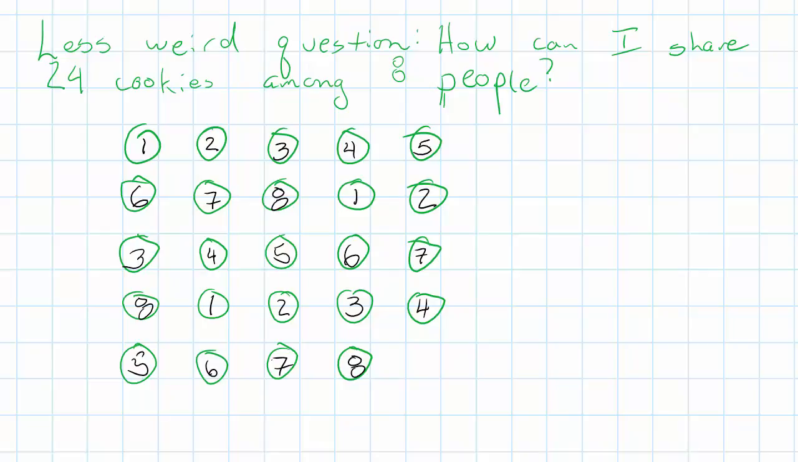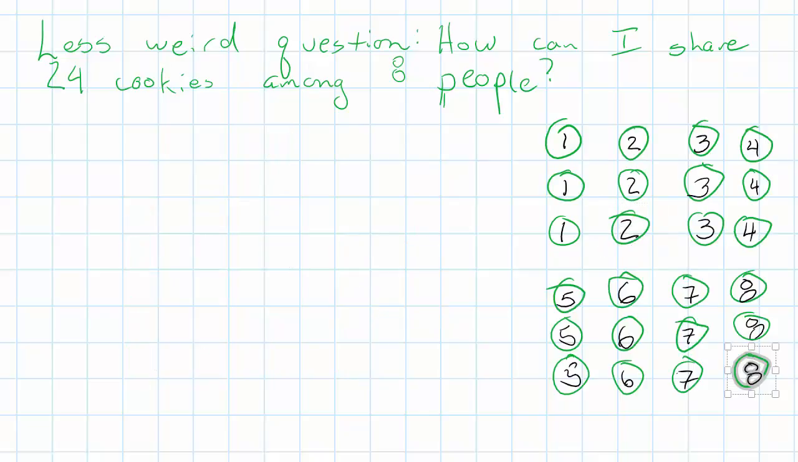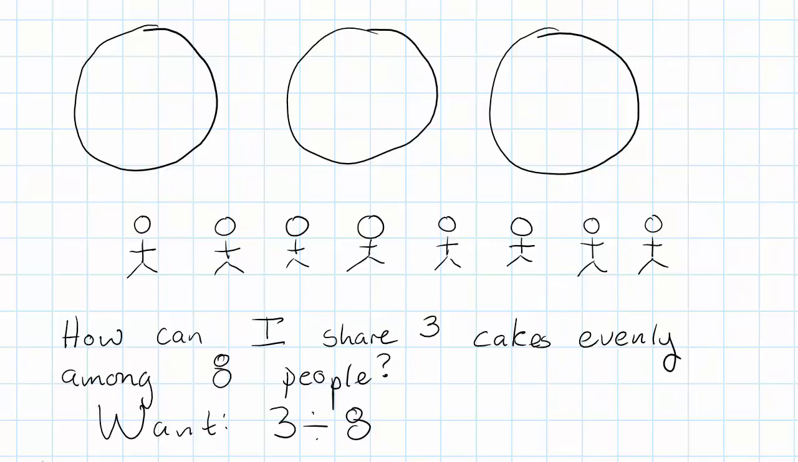So I think what happens is person number 1 gets 3 cookies, person number 2 gets 3 cookies, and so on. What have we just done here? We've taken our 24 cookies and we've split them evenly into 8 groups. And we found that there are 3 in each group. You know what that was? That was division. 24 divided by 8 is 3. So I think that what we wanted to do back in the weird question, we want 3 divided by 8.